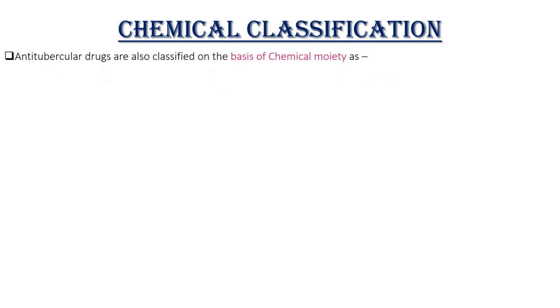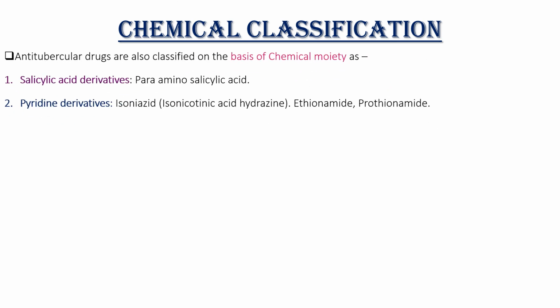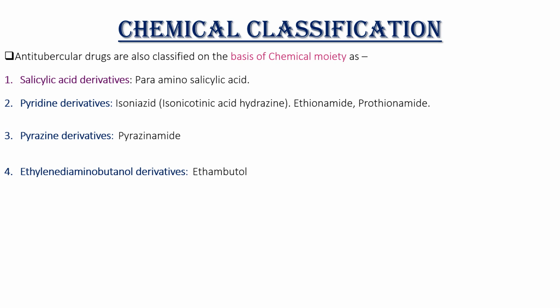Chemical classification: salicylic acid derivative is para-amino salicylic acid. Pyridine derivatives are isoniazid, ethionamide, then pyrazine derivative, that is pyrazinamide, then ethylene diaminobutanol, from the name itself we can guess, that is ethambutol. Then under antibiotics, Rifa drugs, rifampicin, rifabutin, streptomycin.